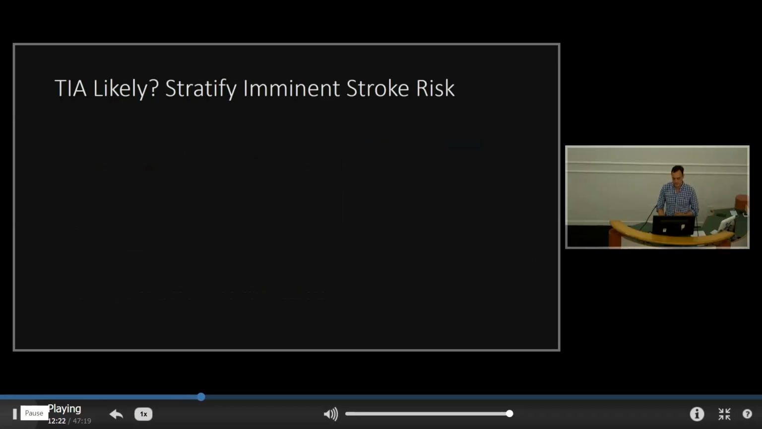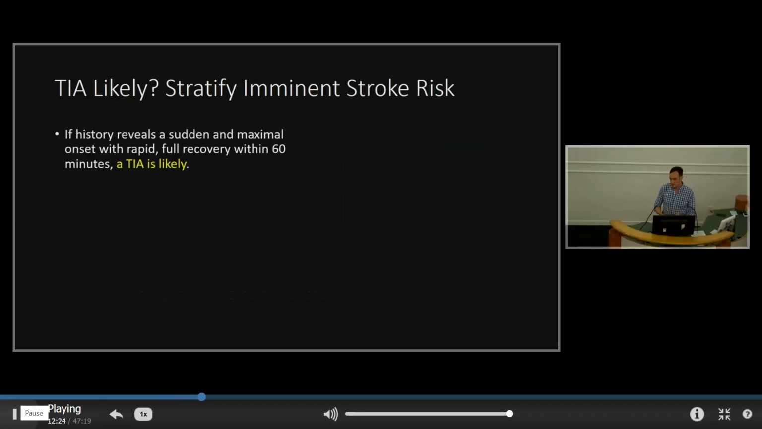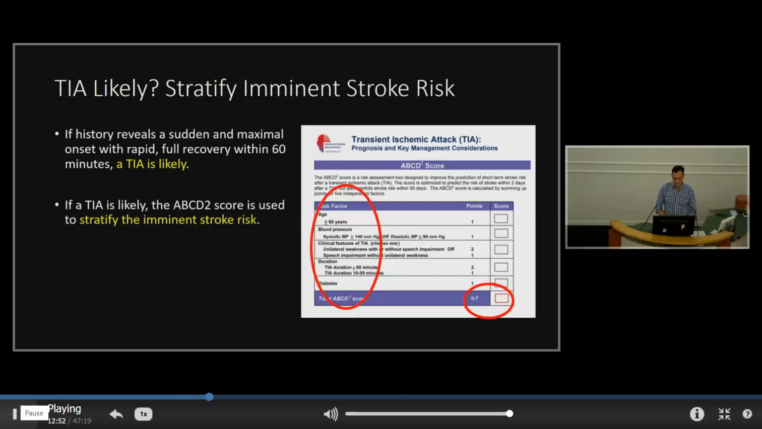Okay, so let's talk about TIAs first. With TIAs, it's all about stratifying the imminent stroke risk. So if you have a likely TIA on history, and that is defined by sudden maximal onset with rapid full recovery within 60 minutes. Remember, most TIAs resolve fully within 60 minutes. Then you've almost certainly got a TIA. You might have a tiny stroke that happened to recover fully, and if you do the imaging later, you'll find evidence of tissue infarction. But the chances are you have a TIA. And either way, you can treat them the same.